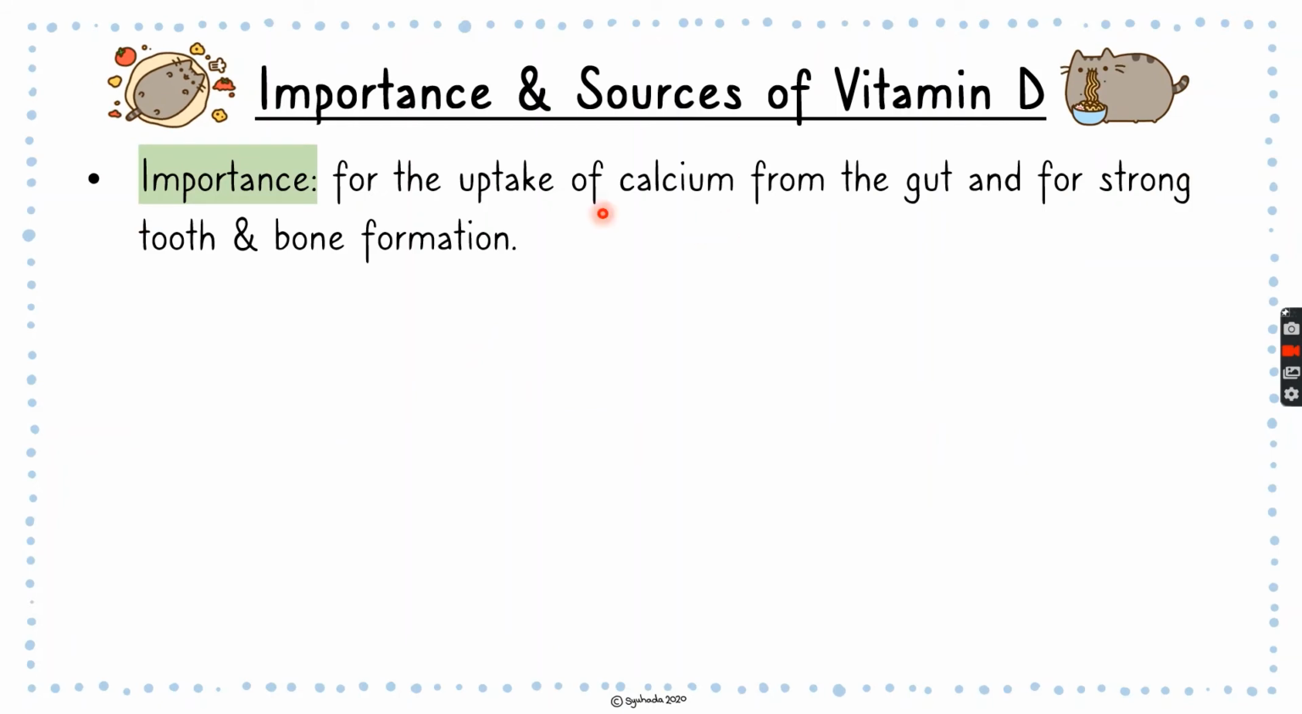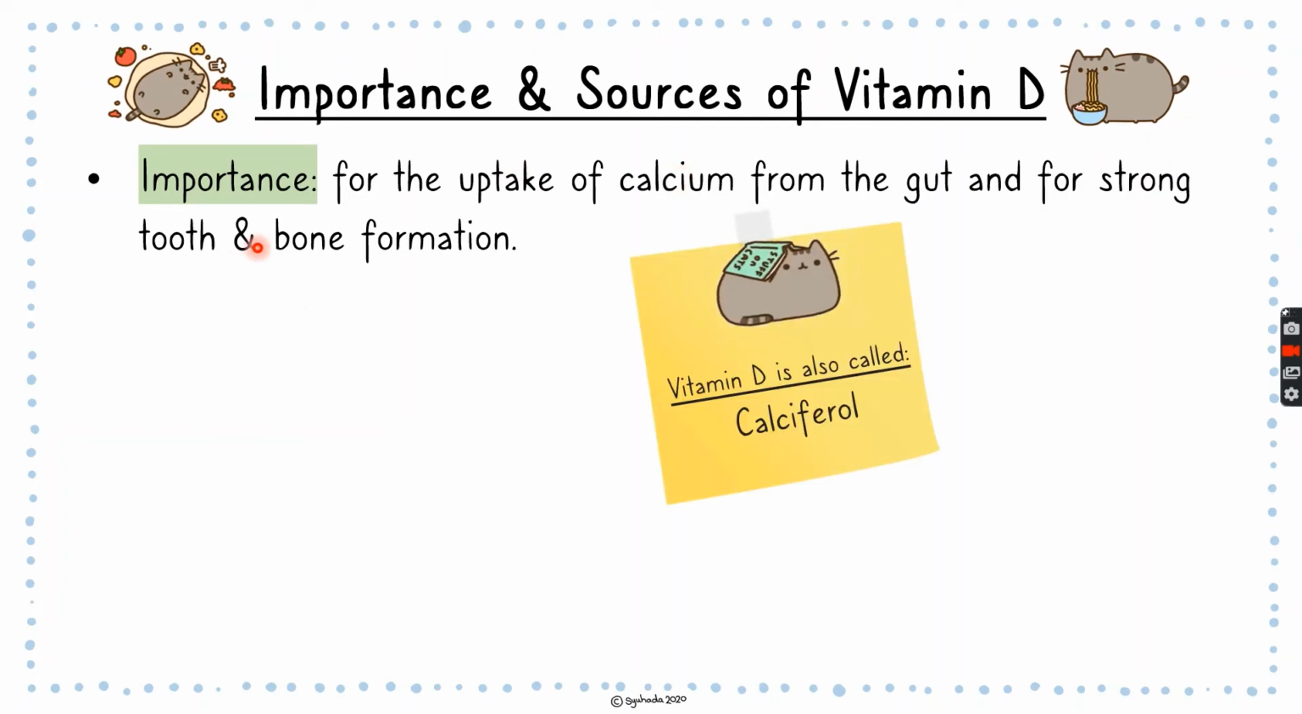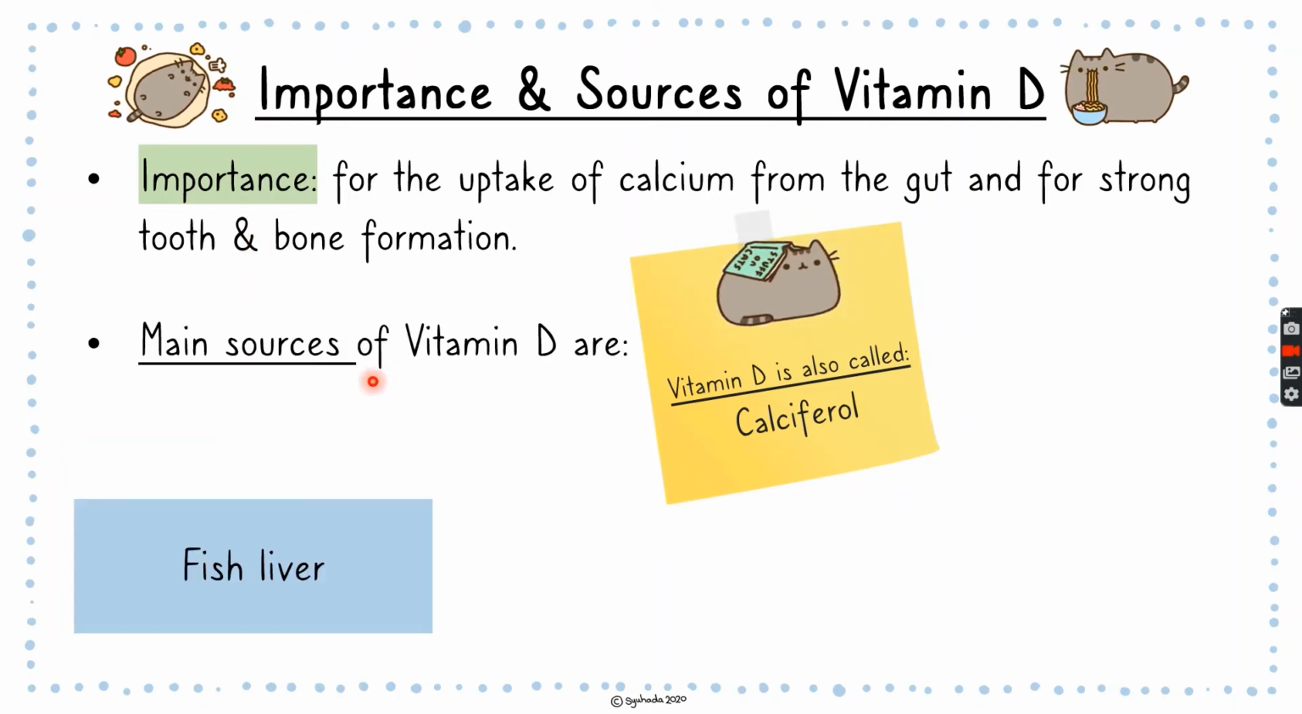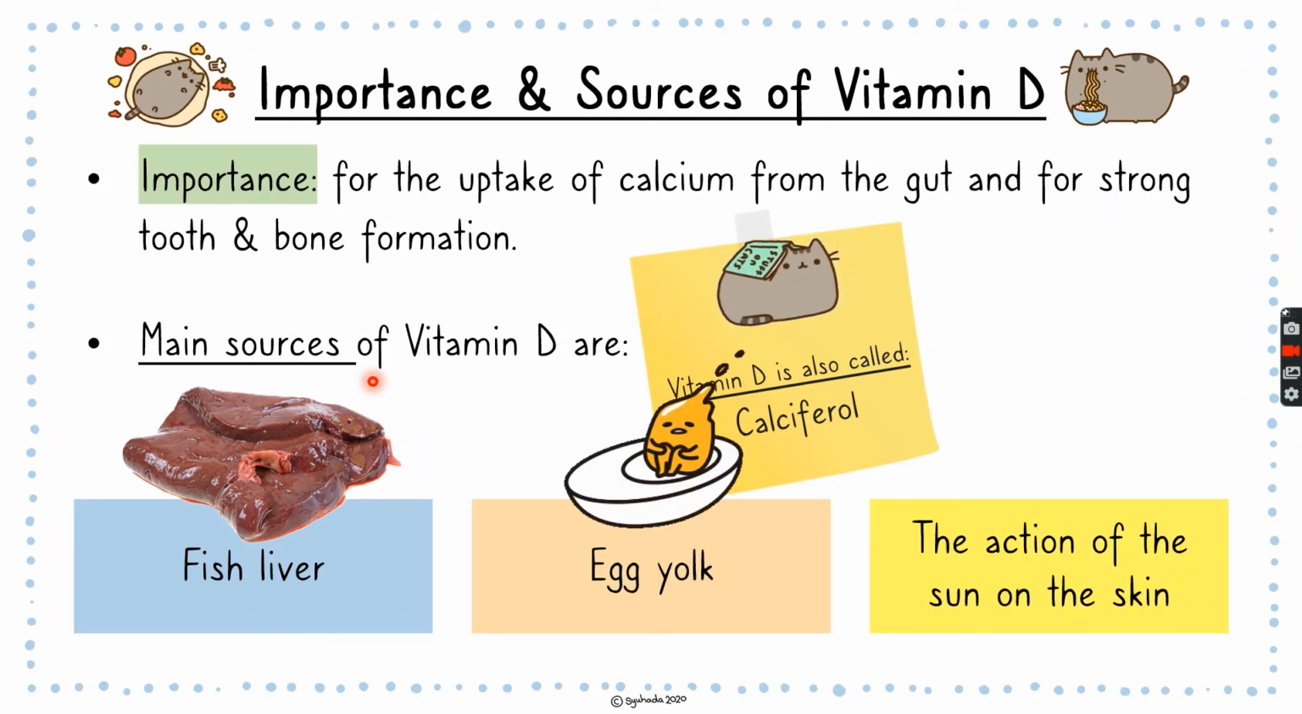Vitamin D is important for the uptake of calcium. It helps to take up the mineral calcium from the gut. The gut is actually a part of your small intestine. And for strong tooth and bone formation, it's also important to take up calcium, so that means that it is also important for making teeth and bones. Vitamin D is also called calciferol, just so you know. The main sources of vitamin D are fresh liver, egg yolk, and the action of the sun on the skin. So your skin actually makes vitamin D as well.